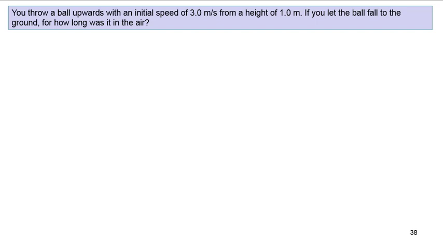So press pause, take some time to read through this and try to solve it on your own, and then when you want to go through it with me, press play.